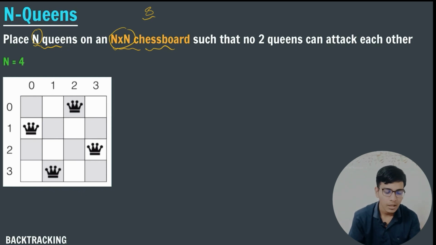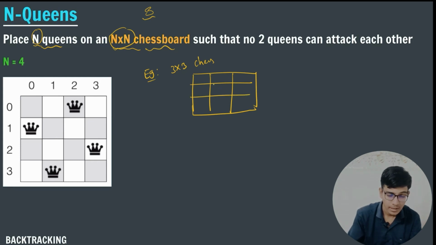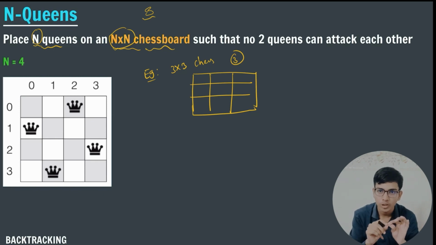To understand what is being asked and how to find the solution for these kinds of questions, let us take an example of a 3 cross 3 chessboard. Suppose the user gives me 3 queens, and I need to place my 3 queens in such a way that no 2 queens attack each other. If they attack, then that particular position is a wrong position.